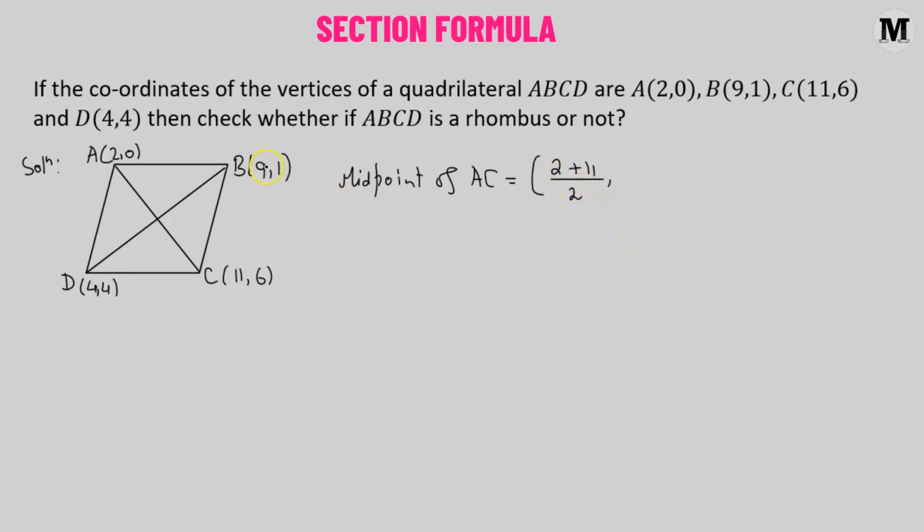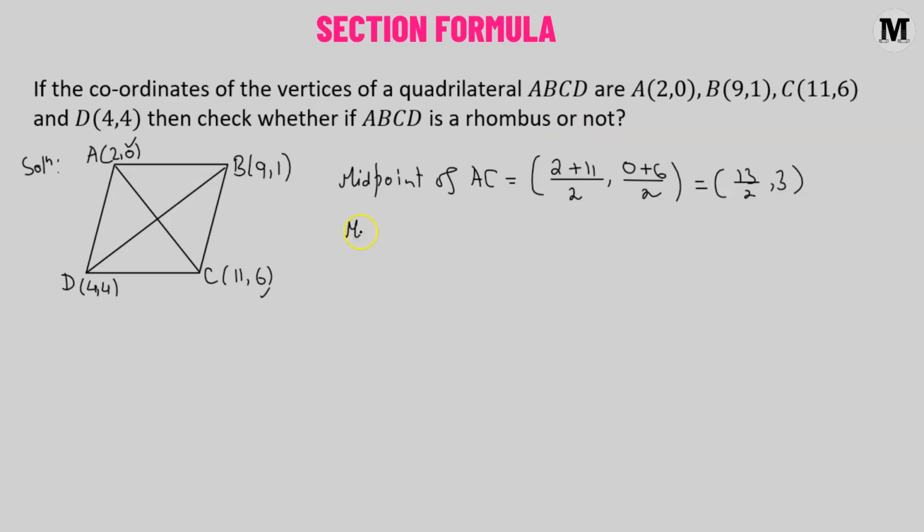Then to find out the y-coordinate, we're going to sum up the y-coordinates of the endpoints. So that's 0 and 6. So we're going to add 0 and 6 and we're going to divide it by 2. So this is going to give us a value. So 13 over 2. And then we have 6 over 2. That's going to be 3.